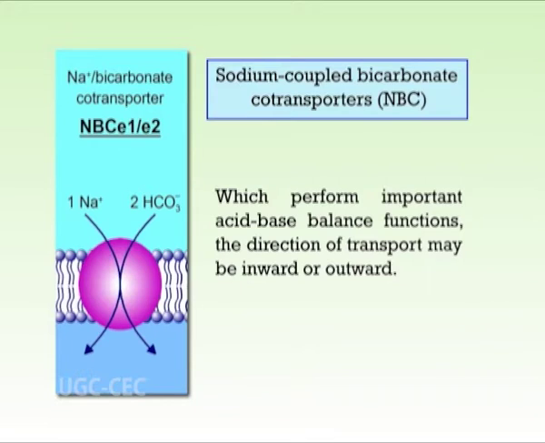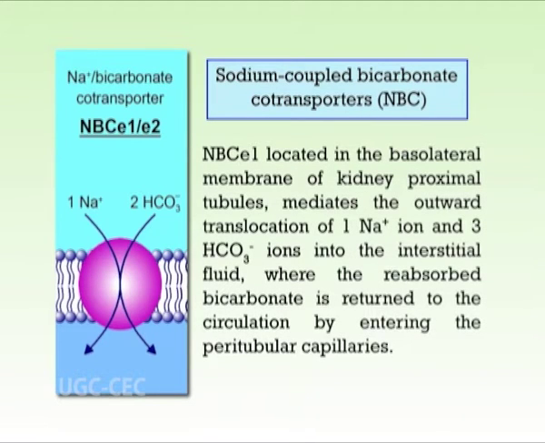For example, NBCE1, located in the basolateral membrane of kidney proximal tubules, mediates the outward translocation of 1 sodium ion and 3 bicarbonate ions into the interstitial fluid, where the reabsorbed bicarbonate is returned to the circulation by entering the peritubular capillaries. Thus, NBCE1 plays a crucial role in renal bicarbonate reabsorption.